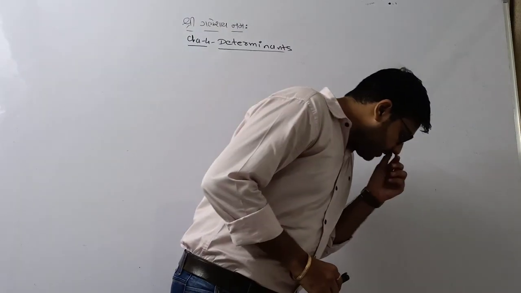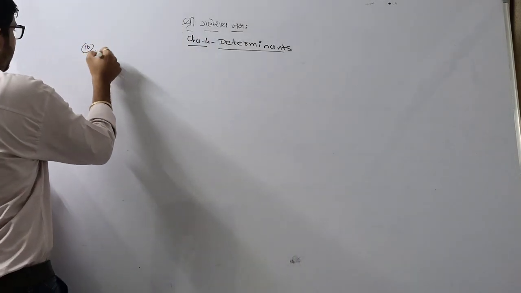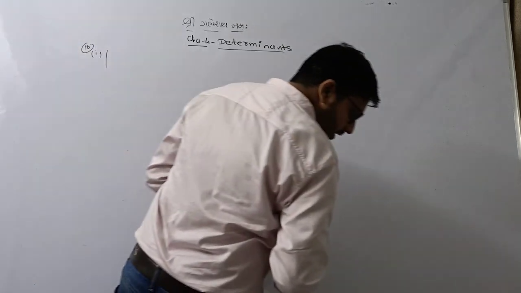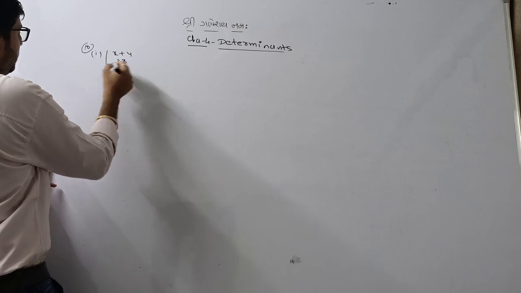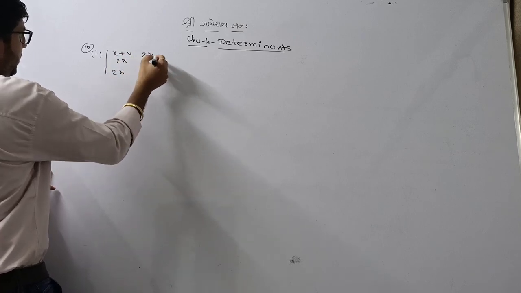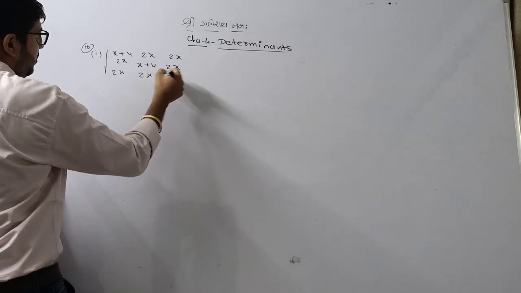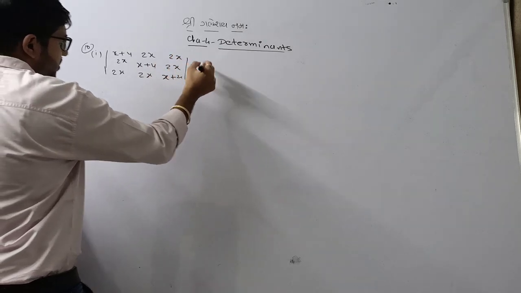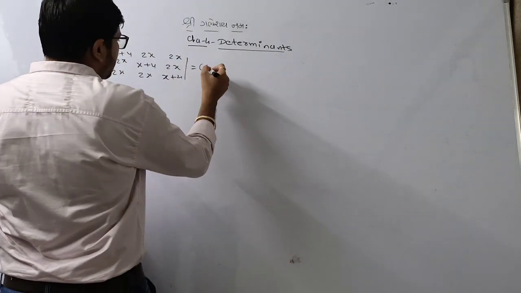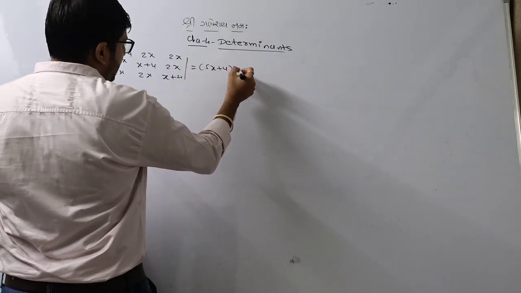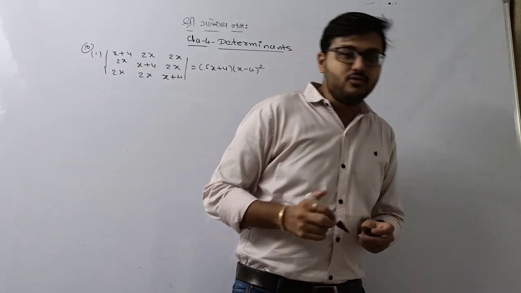So in the next question we have number 10. In that, the first one, we are given x plus 4, 2x, 2x, then 2x, x plus 4, 2x, and 2x, 2x, x plus 4, which is equal to, we have to prove, 5x plus 4 and x minus 4 whole square. This is what we have to prove.